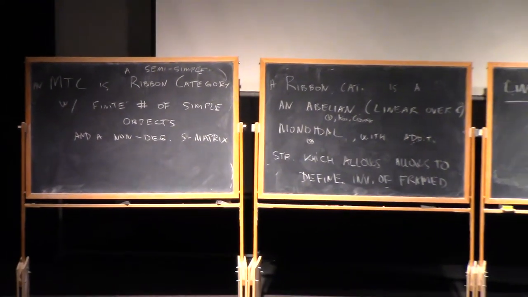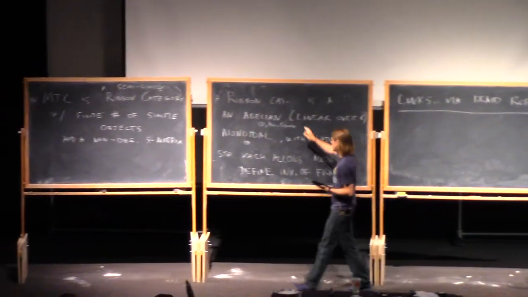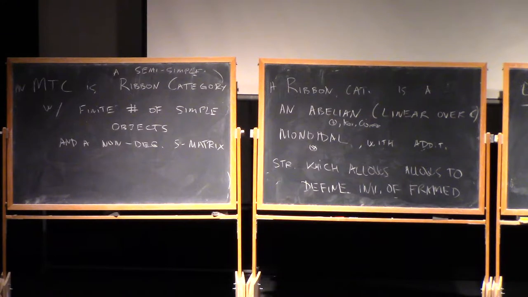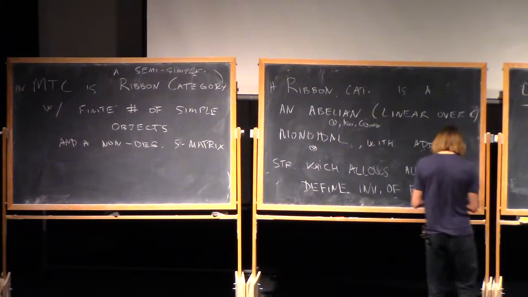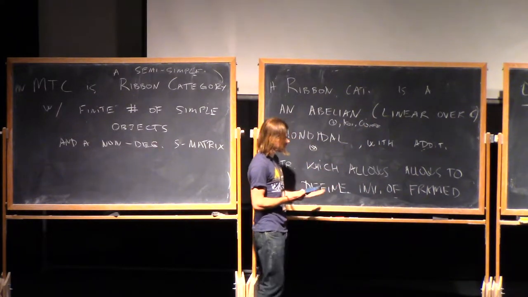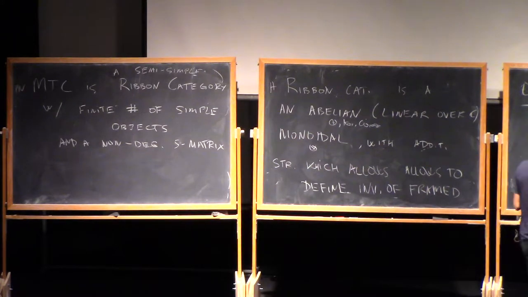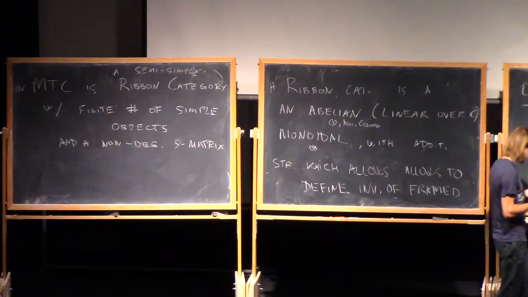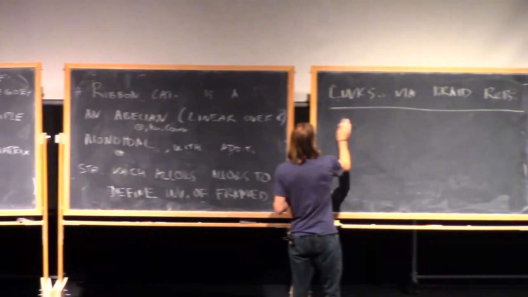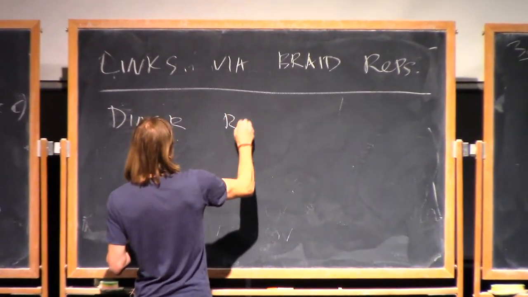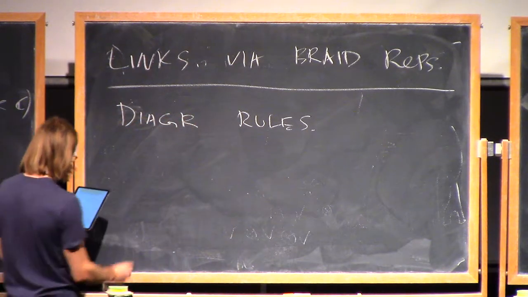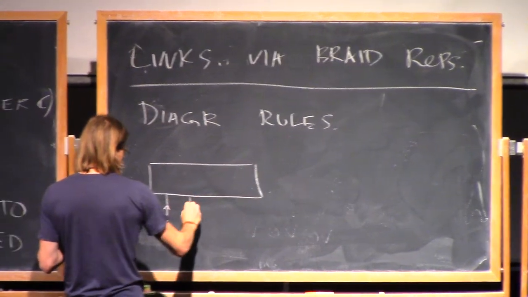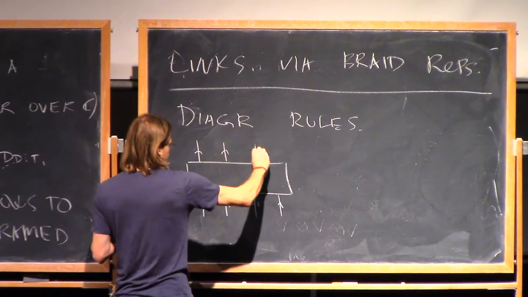This is actually the reason for the name ribbon, because, as I mentioned, you can think of framed links as linked ribbons. To explain this additional structure, it's useful to introduce a diagrammatic approach, which can be related to the braid representation of a link. We have the following diagrammatic rules. First of all, I have a part of the diagram with a bunch of lines here.